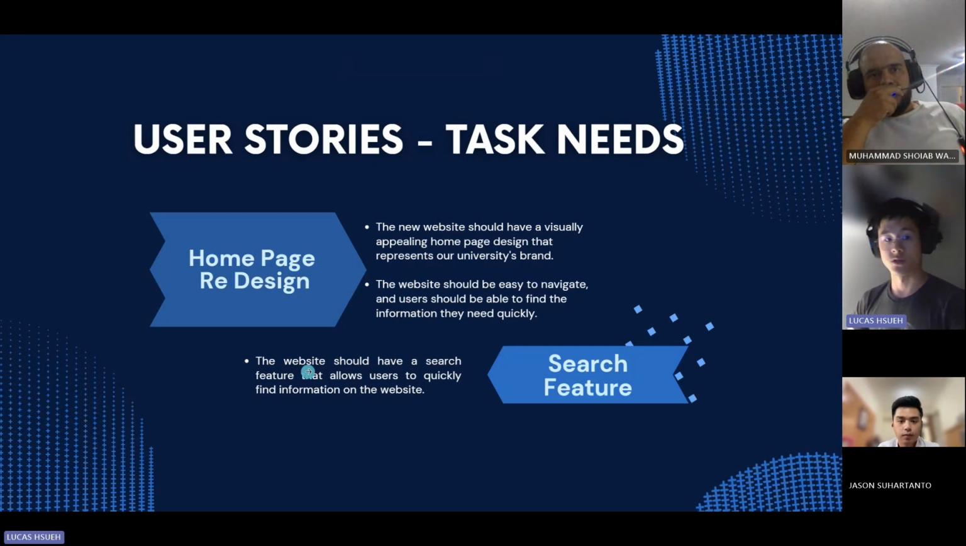For the search feature, the user story is: as a staff member or student, whoever, I want a search bar that quickly finds university resources so that I can access information faster. The requirement was that the website should have a search feature that allows us to quickly find information on the website.